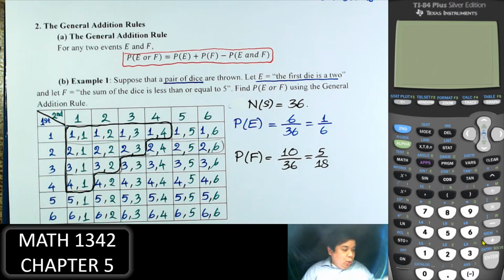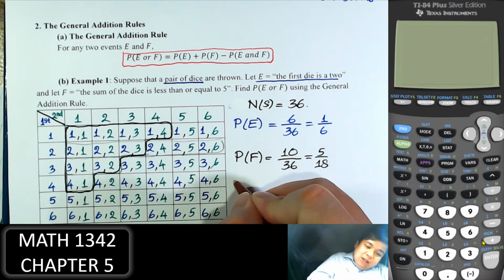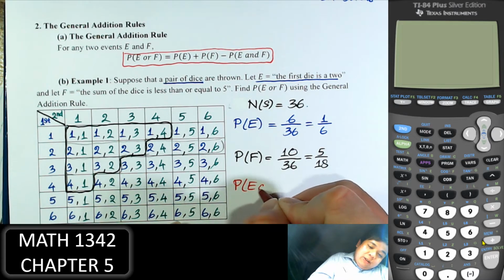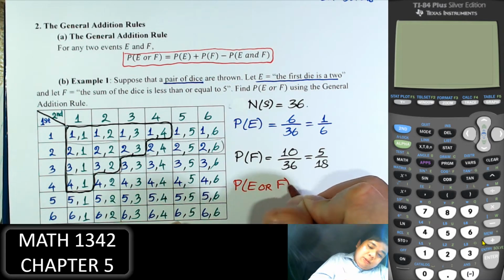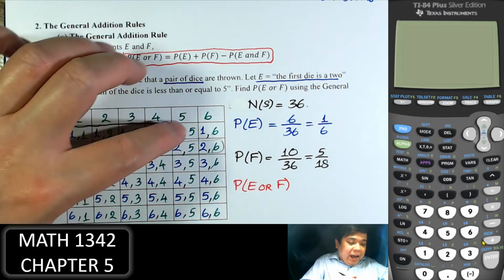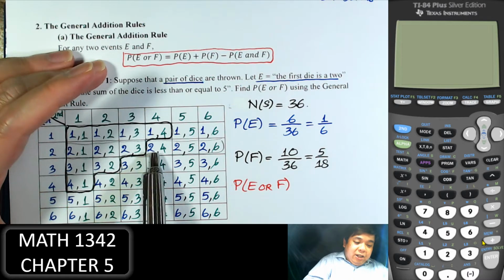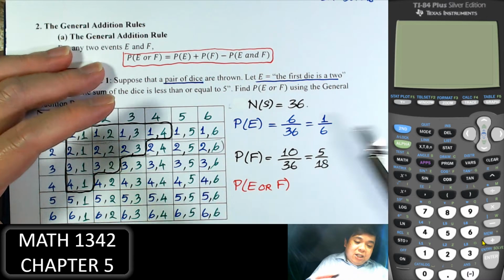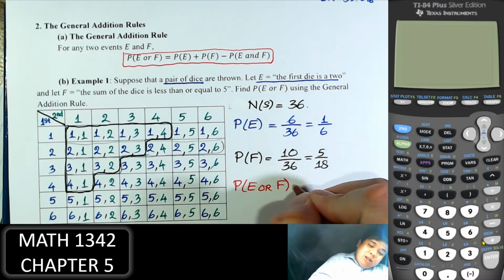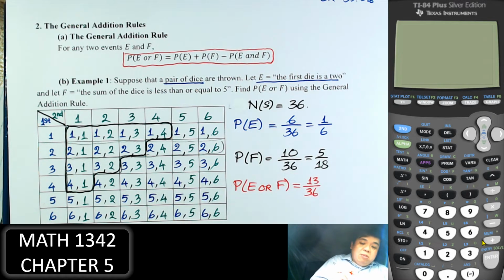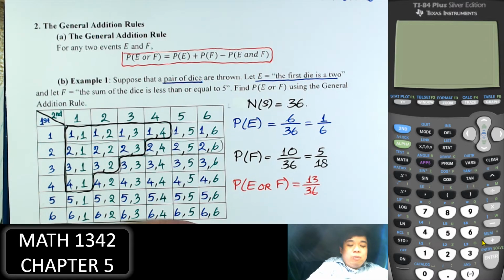And then, what is the probability of getting E or F? Now, if we count, this is 10 in F, and then the event E has 3 more, so we have 13. If we just count, that will be 13 out of 36. Simply counting. Right, so that is the classical method. But they said to use the general addition rule.